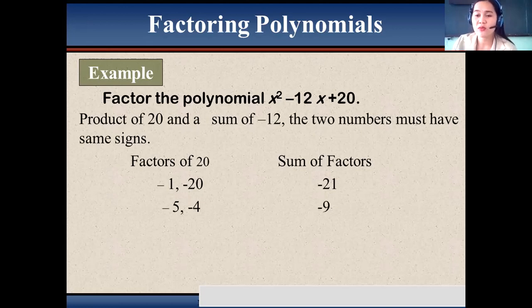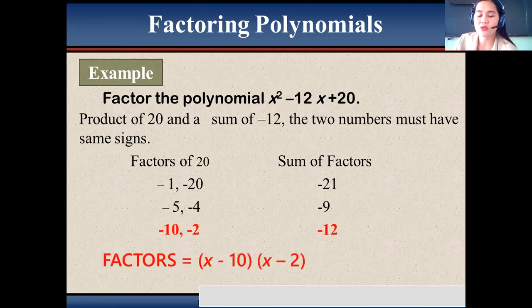So we are looking for the sum of negative 12. So next, we have negative 10 and negative 2. So when you add that one, the answer is negative 12. So therefore, our factors are x minus 10 times x minus 2.